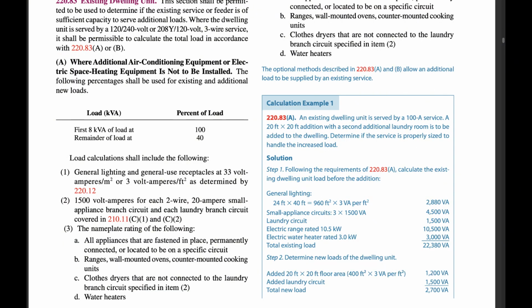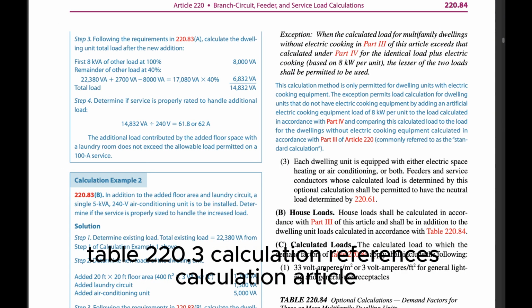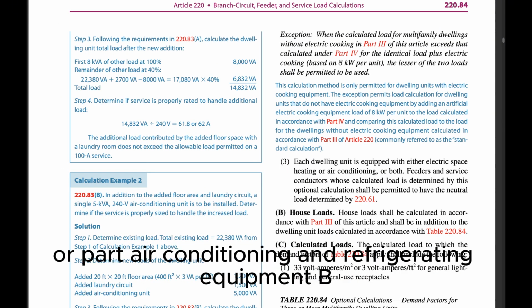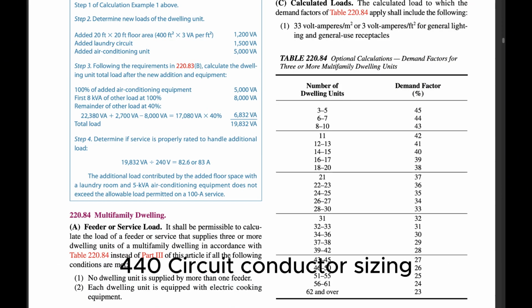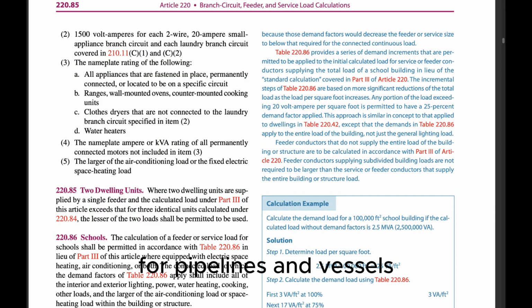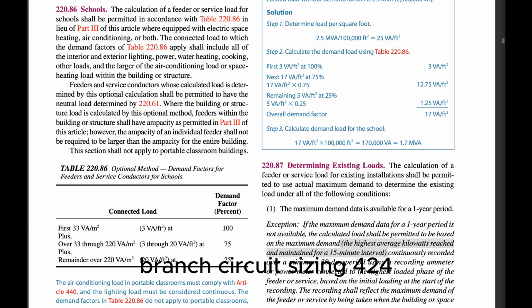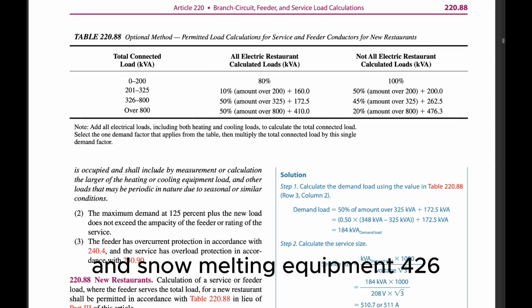Table 220.3 Calculation References. Air conditioning and refrigerating equipment, branch circuit and feeder conductor sizing, Article 440. Fixed electric heating equipment for pipelines and vessels, branch circuit sizing, 427. Fixed electric space heating equipment, branch circuit sizing, 424. Fixed outdoor electric deicing and snow melting equipment, branch circuit sizing, 426.